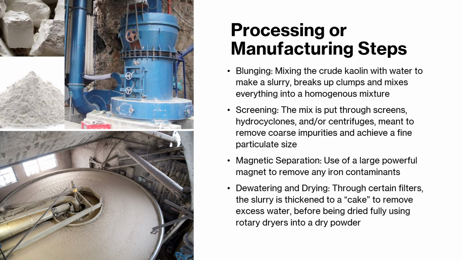Processing and manufacturing steps. Now, once we have the crude kaolin excavated, it still needs to be processed and refined into a usable industry material. The first step in that process is called blunging. They use a machine called a blunger, funny name, and they put the crude kaolin and mix it in with water to create a slurry. And this machine is meant to make it all one homogeneous mixture where there's no big lumps of dry clay that'll mess up during manufacturing later.